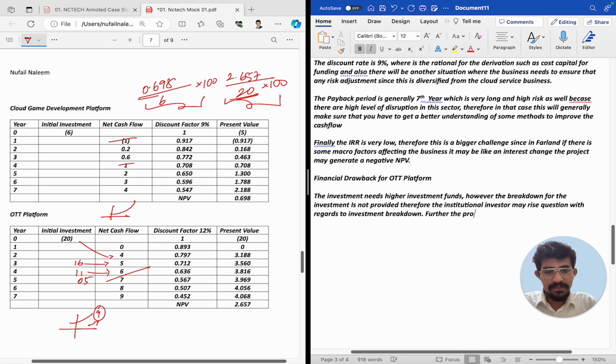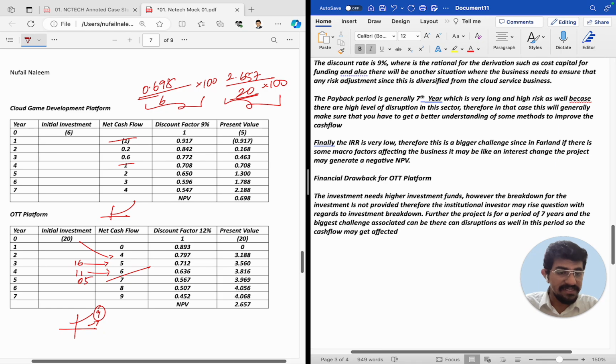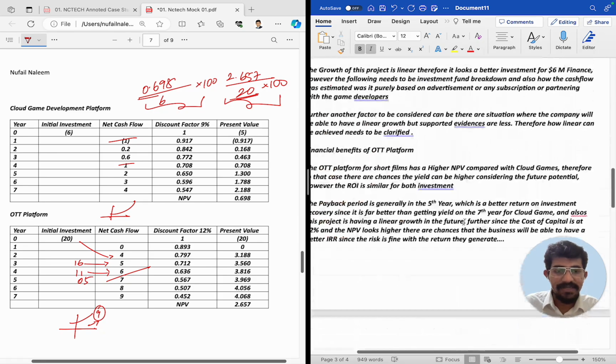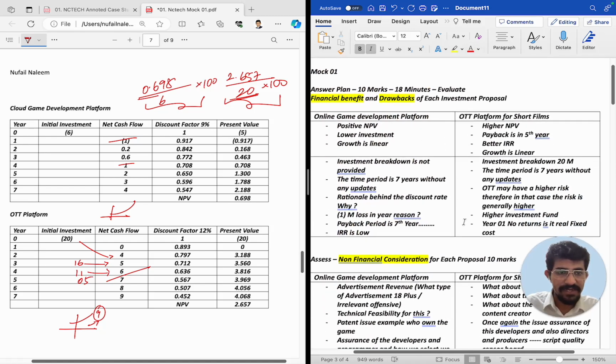Further, the project is for a period of 7 years. And the biggest challenge associated can be, there can be disruptions as well in this period. So the cash flows may get affected. That is one more factor to be considered, students. So that is one factor in the non-financial drawbacks.